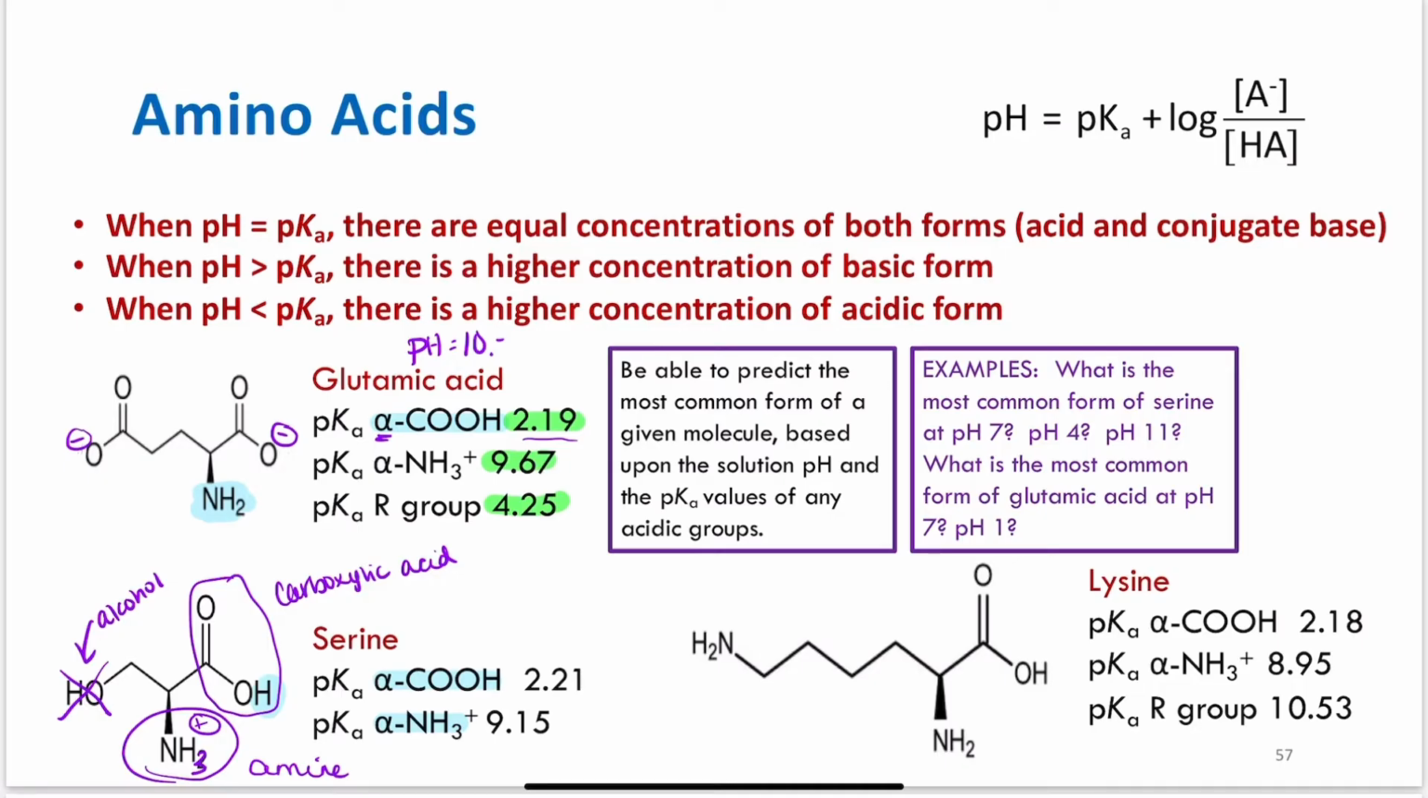So 2.21. That means at exactly a pH of 2.21, half of those protons have been removed. Once I go above 2.21, say pH 2.5, 3, 4, the structure is going to look like this. That proton can be removed. That amine is going to keep that extra proton until I reach a pH of 9.15. At a pH of 9.15, half of them have been removed. As we get above pH of 9.15, they're being removed. Come to pH of 10, the structure will look like this.